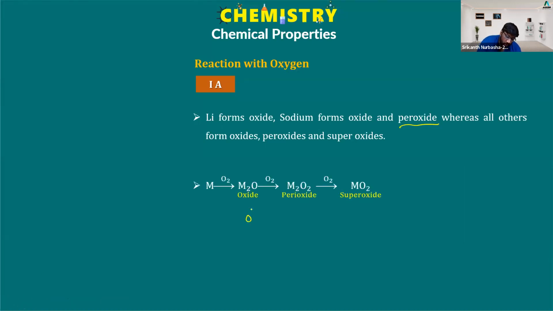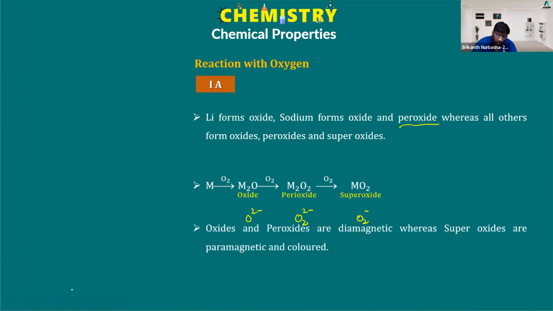Oxide means the O2- ion is there. Peroxide means the O2 2- ion will be there. Superoxide means the O2- ion will be there. Which are paramagnetic and which are diamagnetic? Oxides and peroxides are found to be diamagnetic in nature, whereas superoxides are paramagnetic and they are colored. Why?